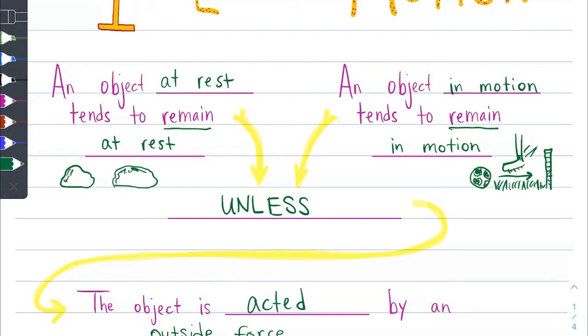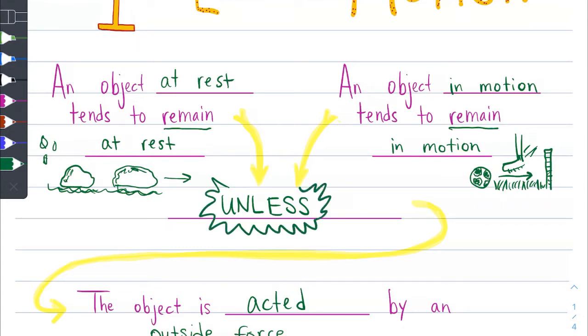Now the boulder is going to stay there unless maybe there's a torrential downpour and there's a bunch of rain, and the rain floods underneath the boulder and it causes the boulder to start moving down the hill. So an object at rest will remain at rest, and an object in motion tends to remain in motion unless it is acted upon by an outside force. Something else comes in to get it moving, or to stop its motion, or to change its motion.